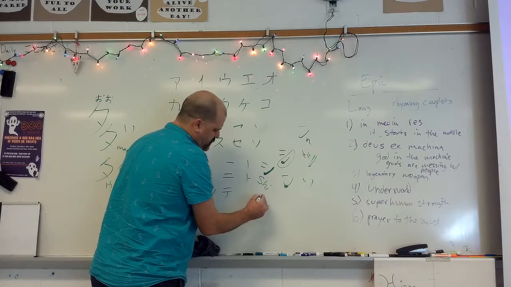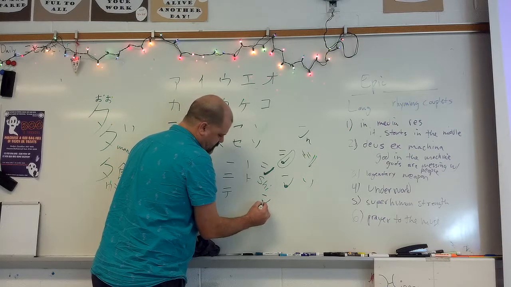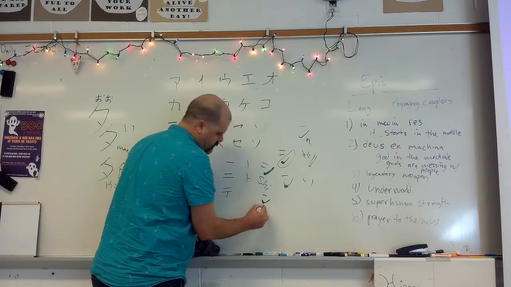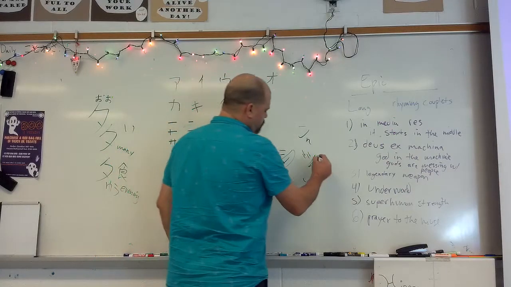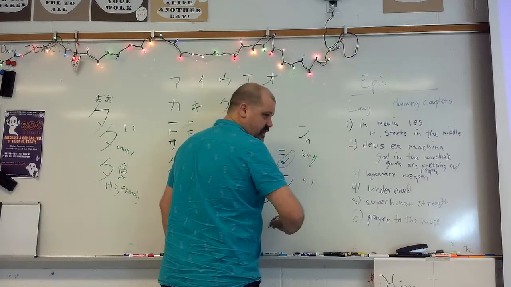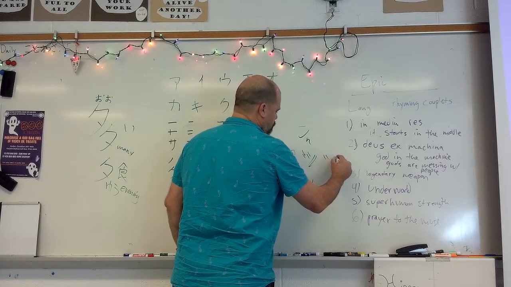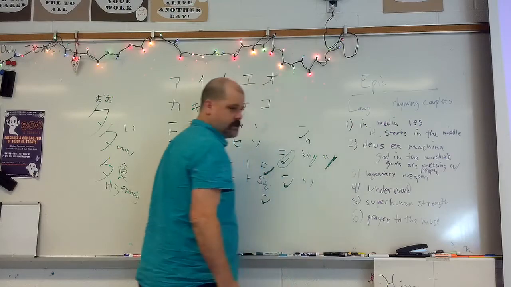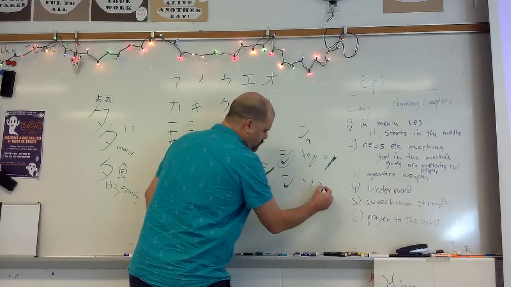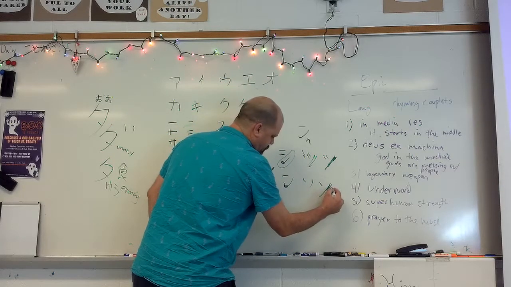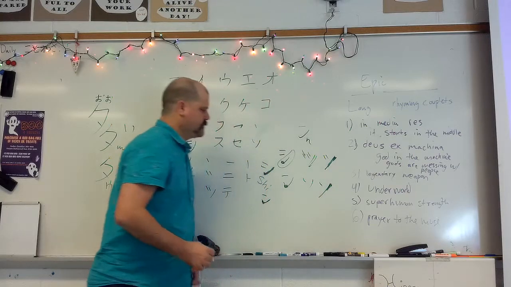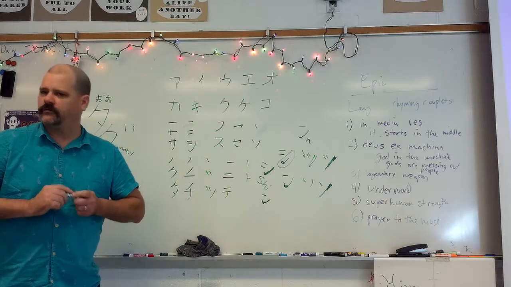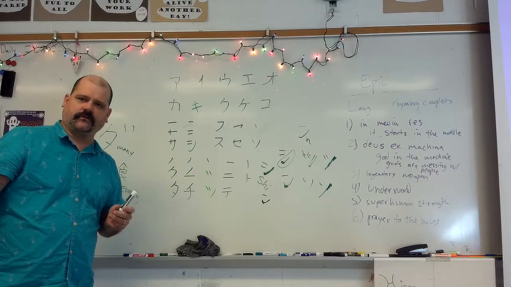That's also going to be n. Okay, the thick part's going to be down here. With tsu, since your brush is starting here, the thick part is going to be here. Okay? Same thing with so, the thick part is going to be here. And that's the way to remember those, how they're different.